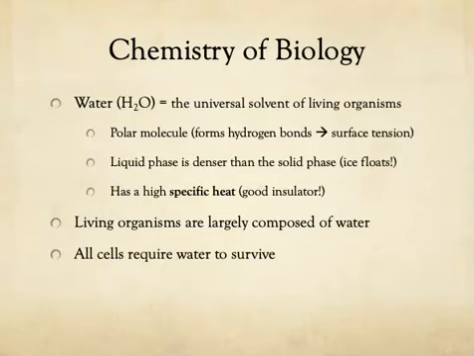Water also has a couple of other critically important chemical features. Remember, the liquid phase of water is denser than the solid phase, and that means that ice floats. Remember too that water has a very high specific heat, which makes it a good insulator, and that's important in living cells. Living organisms are largely composed of water. Depending on the organism and depending on the stage of life that the organism is in, it can be made of anywhere from 50 to 75% water. All cells require water to survive.